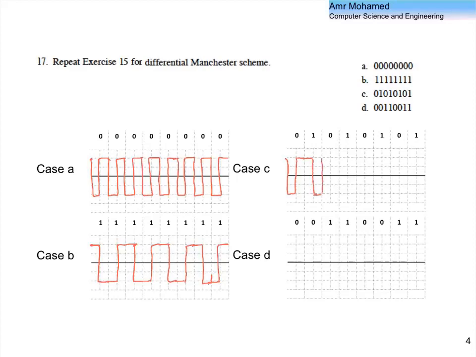0 we toggle and then we toggle. 1 we keep straight and then we toggle. 0 we toggle again. We keep straight. And then toggle, 0 we toggle, and then we toggle again. 1 we keep straight, and then we toggle.